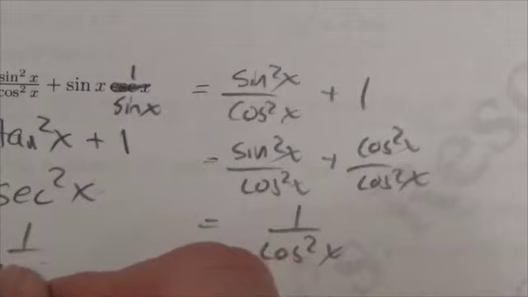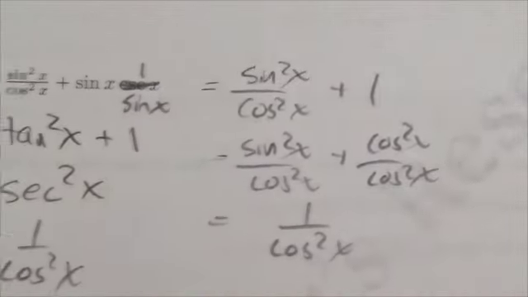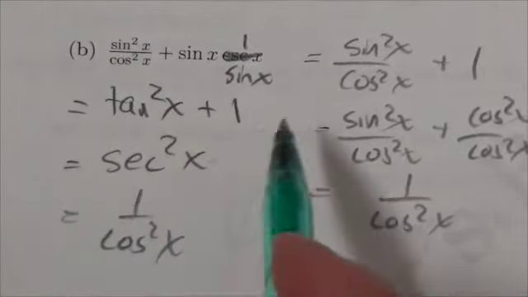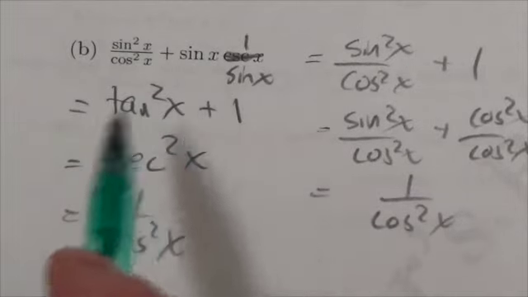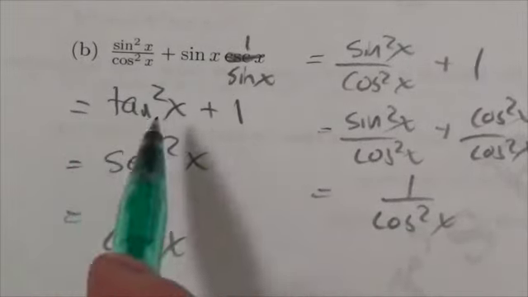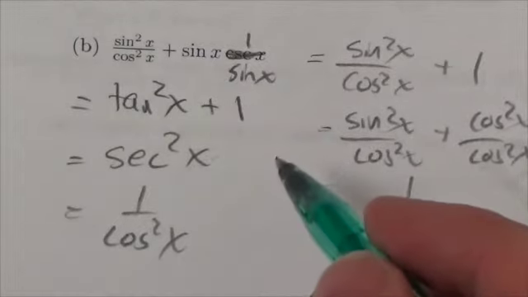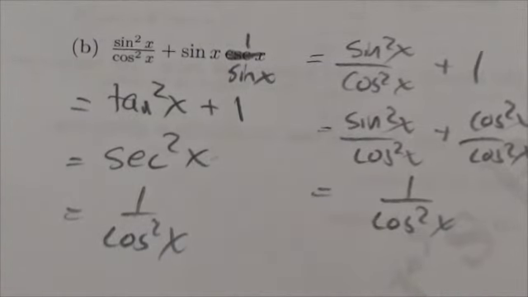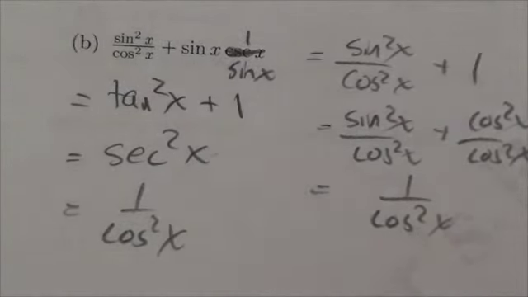And granted, I get to the same answer as this right here, but oftentimes I can get there a little bit faster if I work with the Pythagorean identities first, and if those don't work, then I go and convert things into sine and cosine. It's just a suggestion.